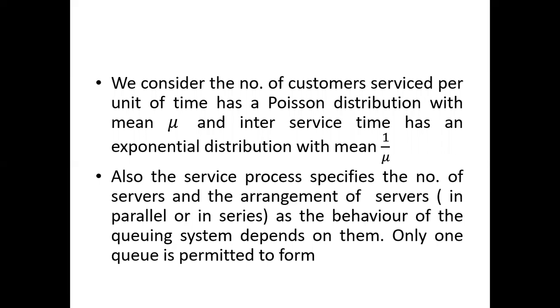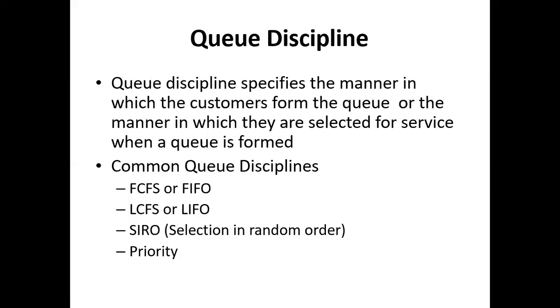Also, the service process specifies the number of servers and their arrangement, whether in parallel or in series, as the behavior of the queuing system depends entirely on it. Only one queue is permitted to form.